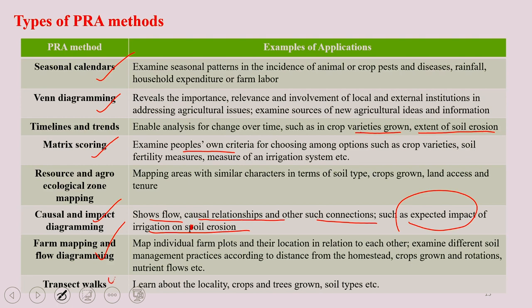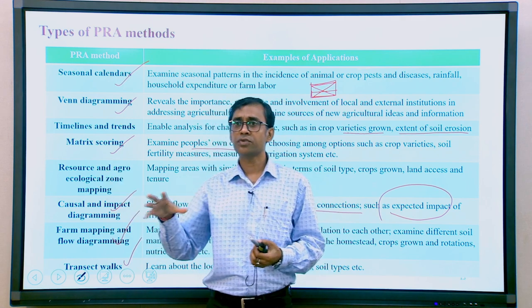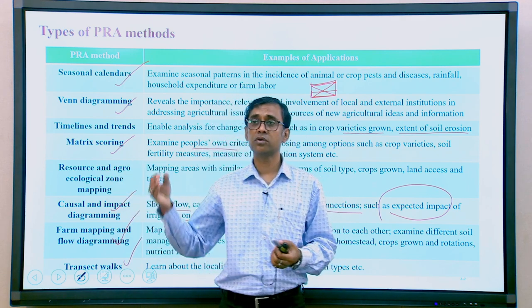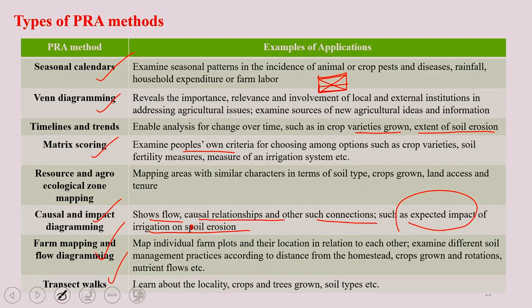Finally, transect works. Transect works across the field actually help you to understand. Suppose this is a field. So transect work is that we will go this way and then this way, this way, this way, go here and this way. So means crisscross walking across the field to understand, learn about the locality, the crops, the people, the soil types, the resources, you know, where is the school, where is the water, all those information, if there is a pond, how far it is from household. So these all actually help you to plan your exercise for future planning.